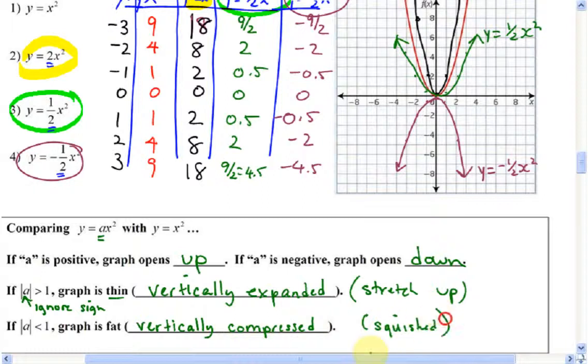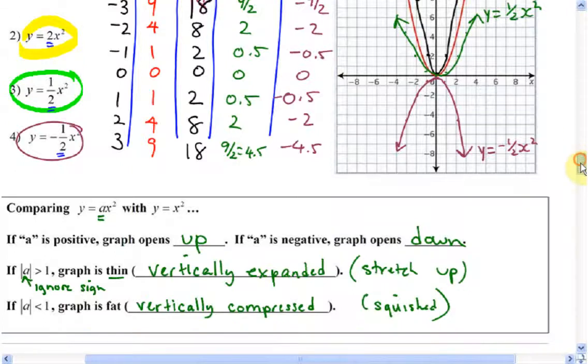Now, ladies and gentlemen, you can use the terms fat and thin with me, stretched or squished, but technically the correct mathematical terms are vertically expanded and vertically compressed. Thanks, Elle. I need to get my own hairband.